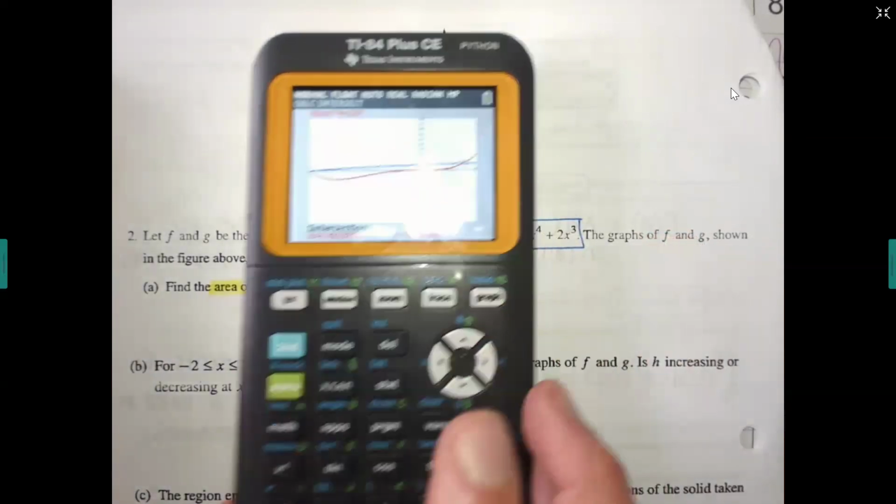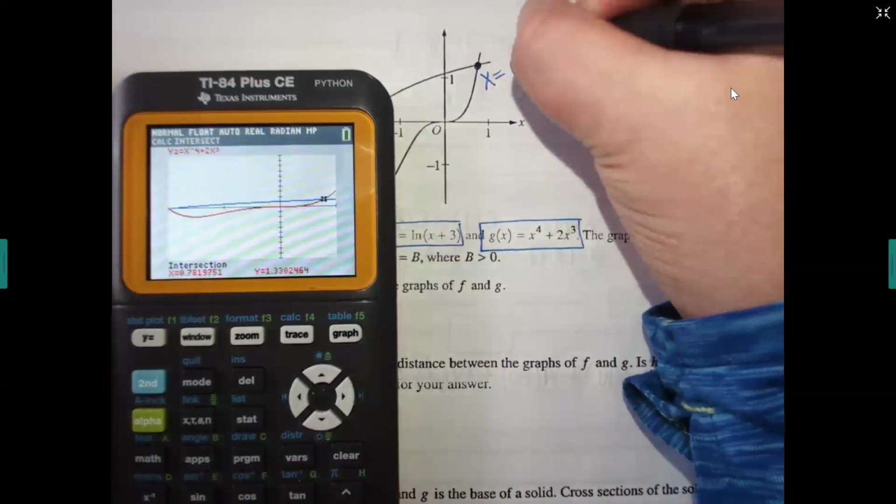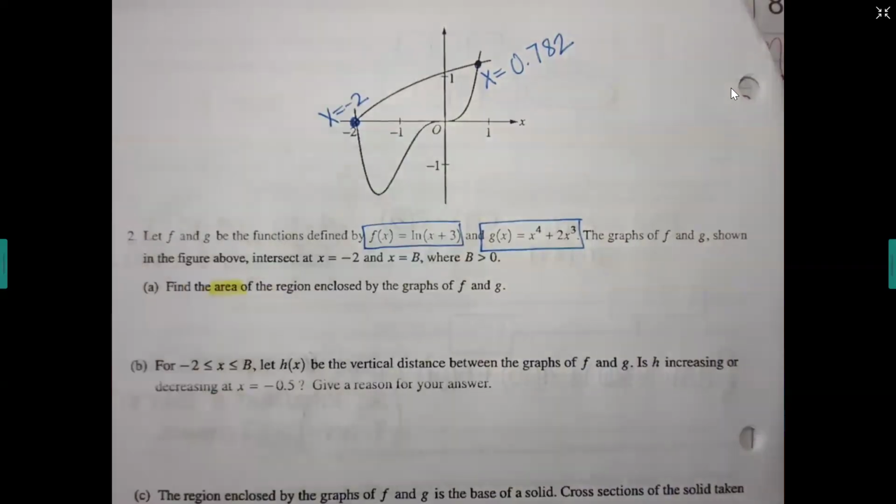So it looks like it's 0.782. From there, set up your area. Hit window. Go -2 to 1. Because see how on your x-axis, what's the smallest x? And then your y is. Now the graph should be fun.